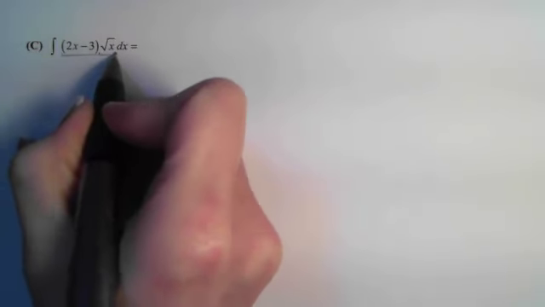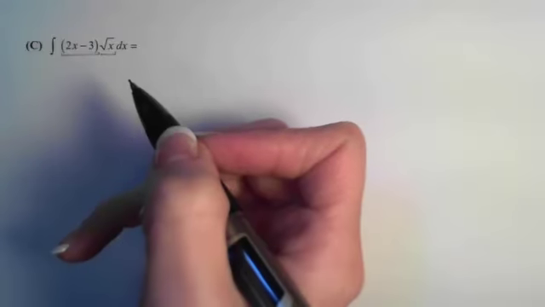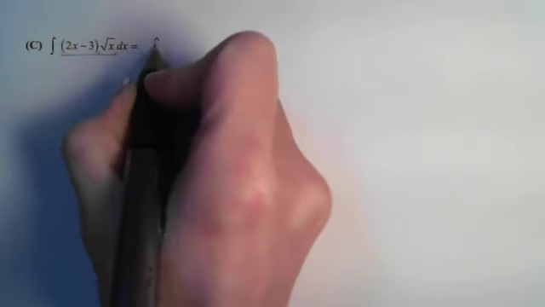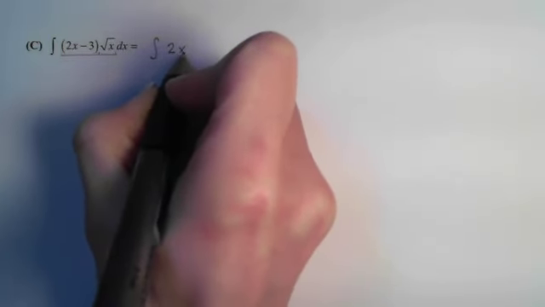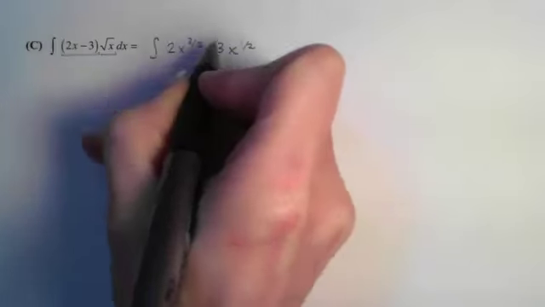Okay, part C. Again, some of you might be tempted to treat this as a product rule and just try to take the antiderivative of that, antiderivative of that, and that would be incorrect. Instead, what you need to do is distribute and rewrite. So we have 2x to the 3/2 minus 3x to the 1/2.